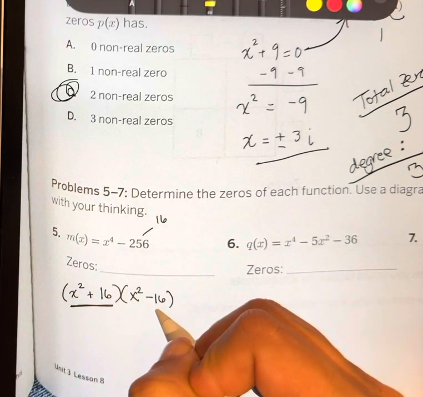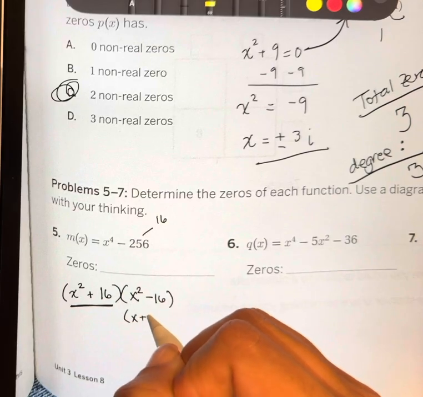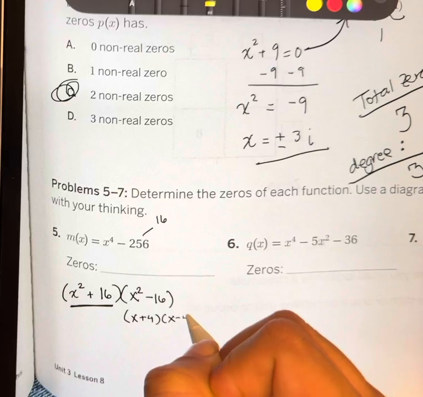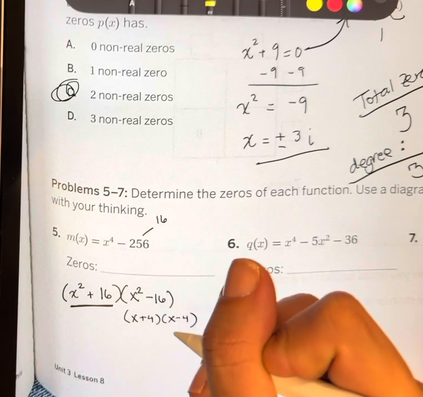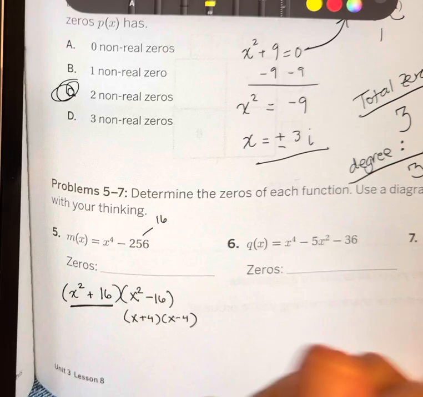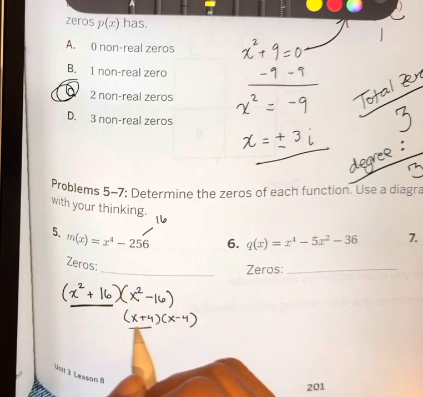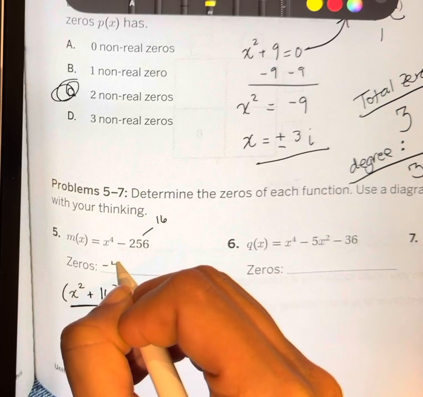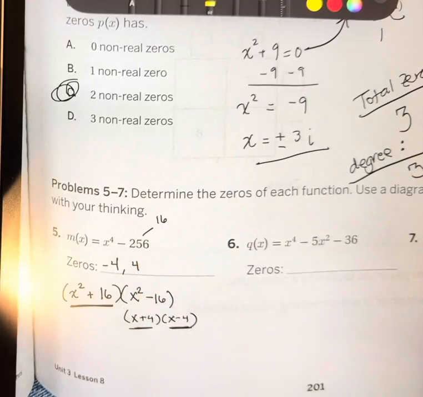This is a difference of squares again, all right? I can either factor this further into x plus 4 and x minus 4, or I can just solve it algebraically, saying x squared minus 16 equals 0. Whatever is your preferred method. But here I am. I have found a 0 at -4 from this guy. I found a 0 at +4 from that guy.